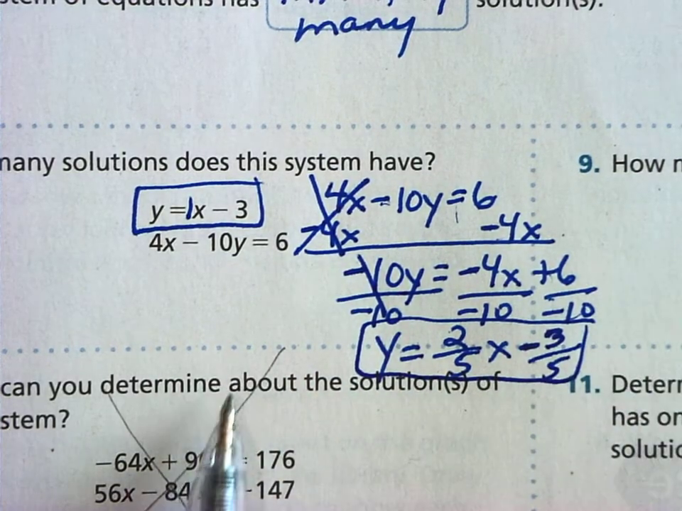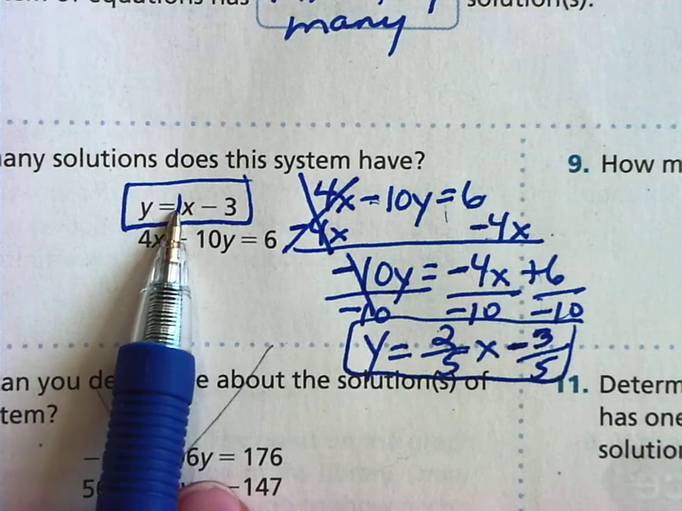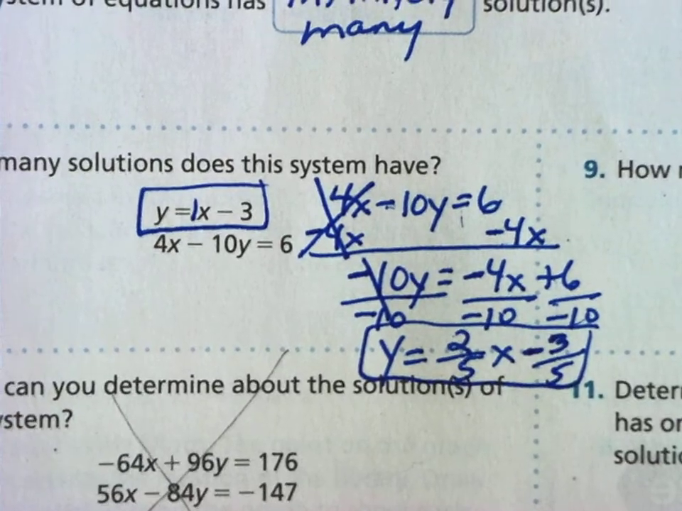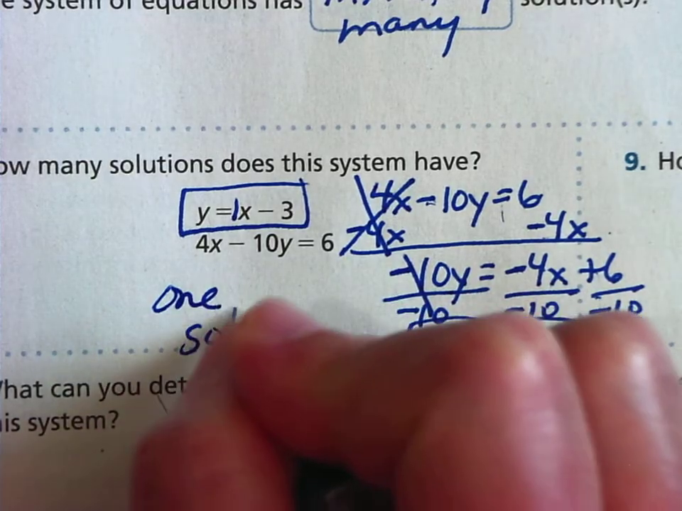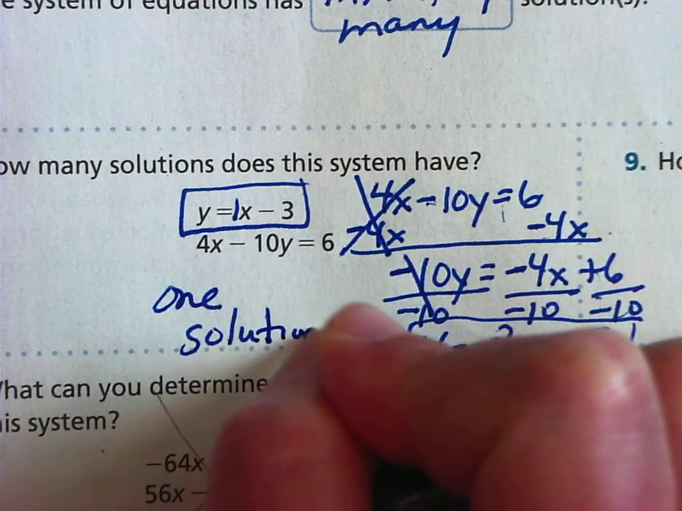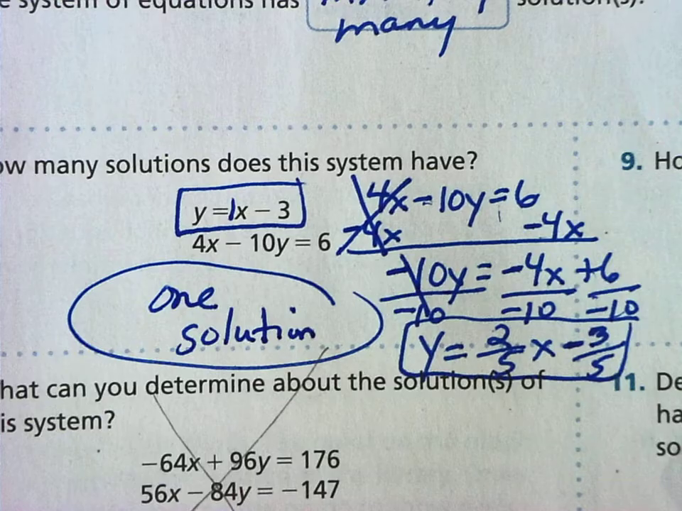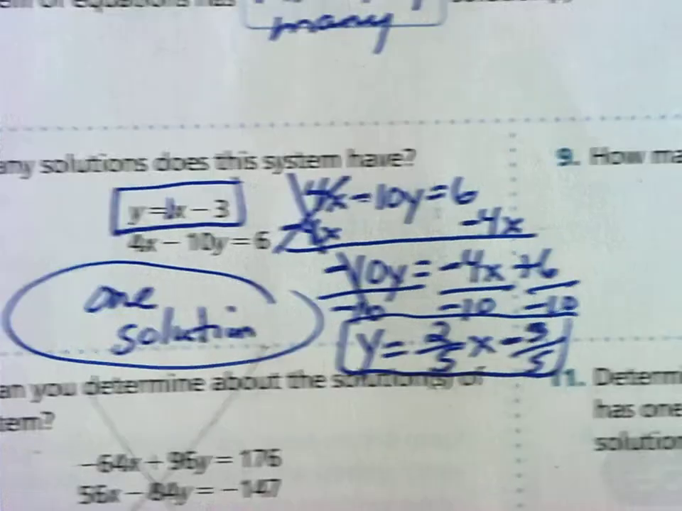So now let's compare. Look at their slopes. This slope is 2/5, this slope is 1. As long as the slopes are different, these lines will cross. So that means there is one solution. They will cross at one ordered pair, one point, because the slopes are different.